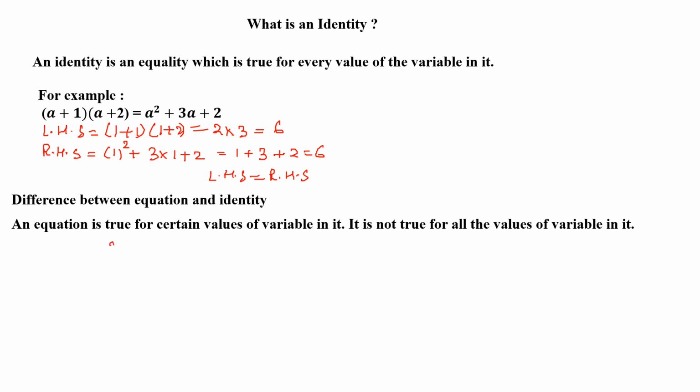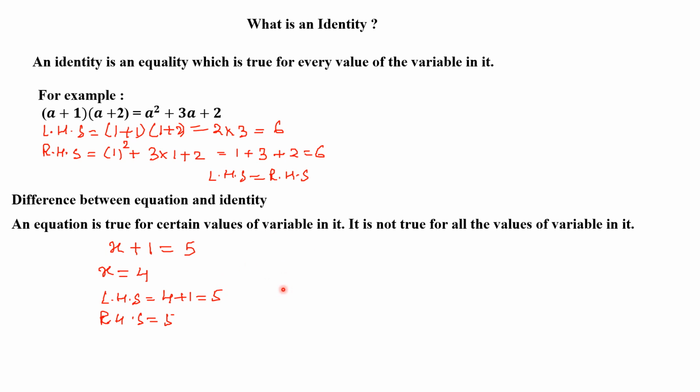If I have an equation like x plus 1 equal to 5, whatever value of x I put, LHS will not become equal to RHS, isn't it? Only if I put x equal to 4, my LHS will become 4 plus 1, which is equal to 5, and your RHS is 5, isn't it? But if I put x as 0 or x as 1, my LHS is not becoming equal to RHS. So it means this is not an identity because it is true only for certain values of the variable in it.